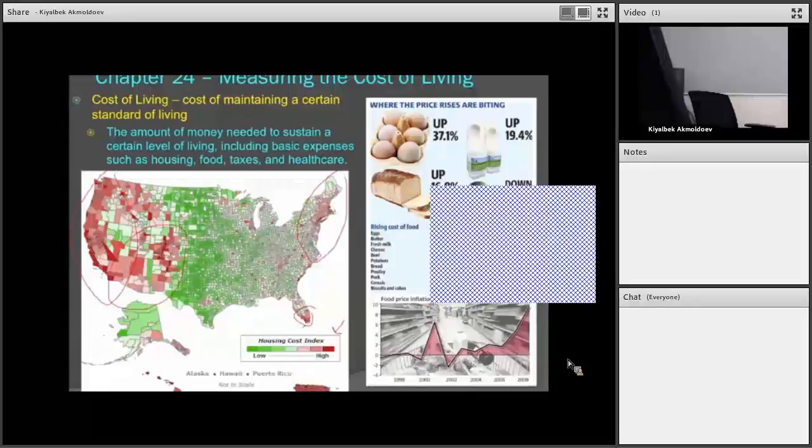So the cost of living is the amount of money that is needed to survive, including things such as housing, food, healthcare, taxes, whatever it is. These will differ from state to state and even locally based on where you live. The cost of living will change. So this chapter looks at the cost of living and measuring the cost of living.